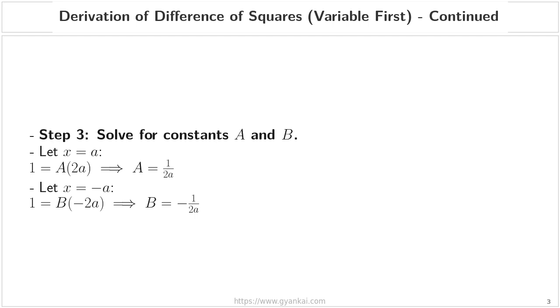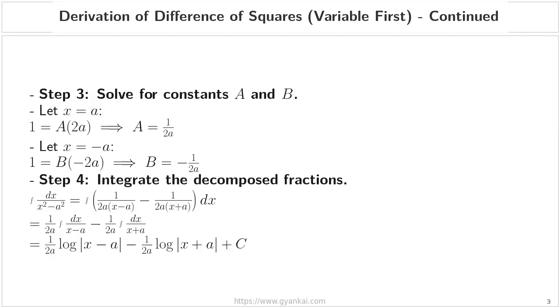This gives us 1 equals a times negative a plus b times negative a minus a. This simplifies to 1 equals b times negative 2a, or negative 2ab. Solving for b, we divide both sides by negative 2a, which gives us b equals negative 1 over 2a. Great, we've now found the values of both a and b.